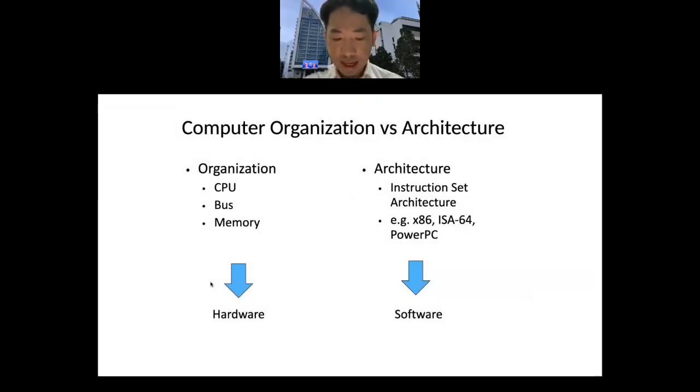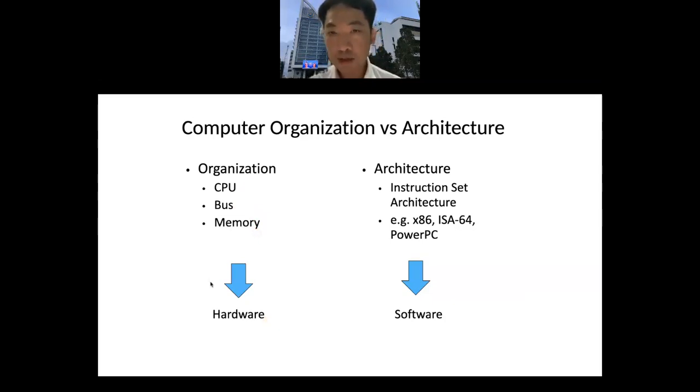All right, next you may hear some terms here, for example, computer organization and computer architecture. There are some differences between the two terms. When we talk about computer organization, usually we mean the CPU, the buses, the memory, and most of them here are on the hardware side.